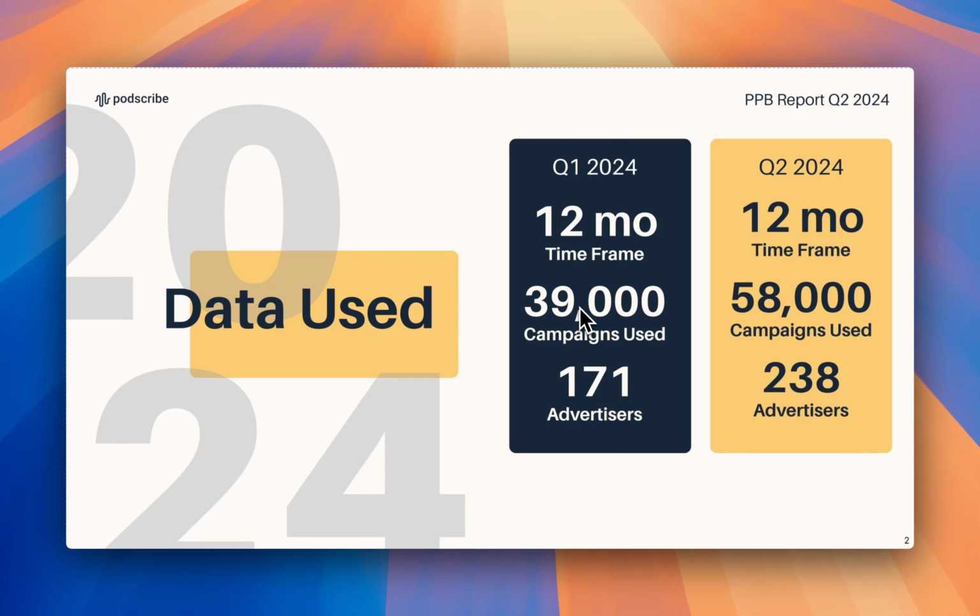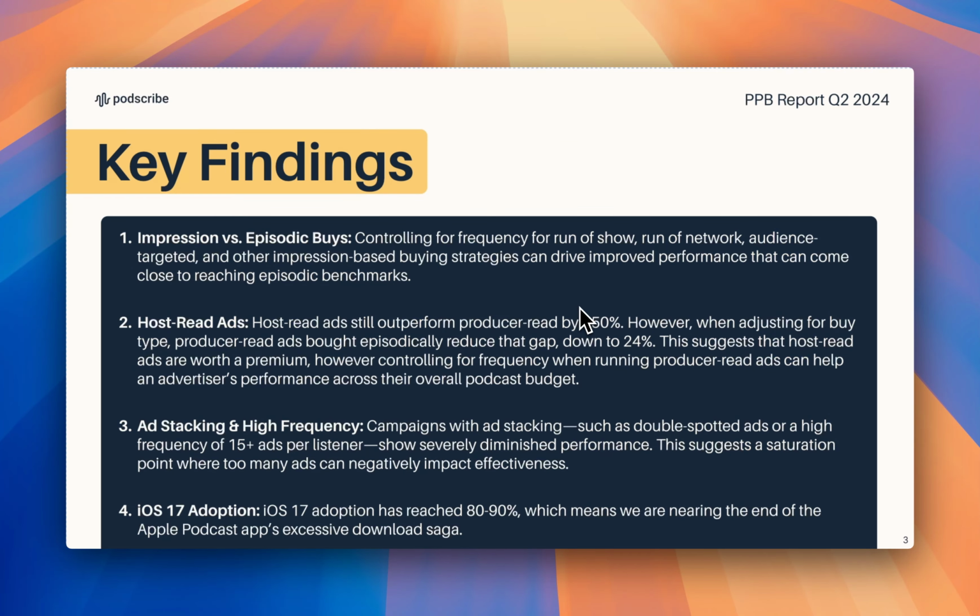Matt, anything else you wanted to add here? I just want to make sure everyone understands this is a 12-month rolling time frame. So in Q1, we saw data that goes from the beginning of Q2 until the end of Q1, and then the beginning of Q3 until the end of Q2 for the next time frame. Rolling 12 months allows us to create stable benchmarks.